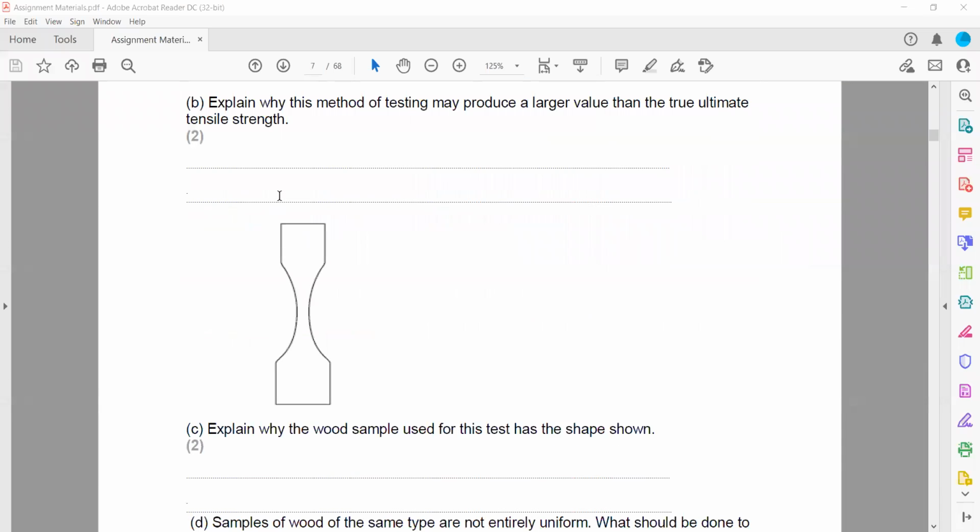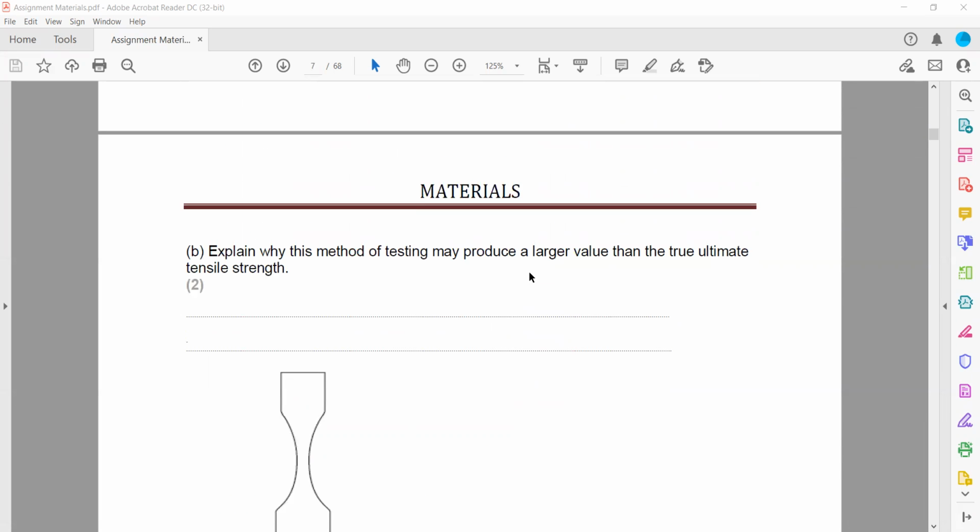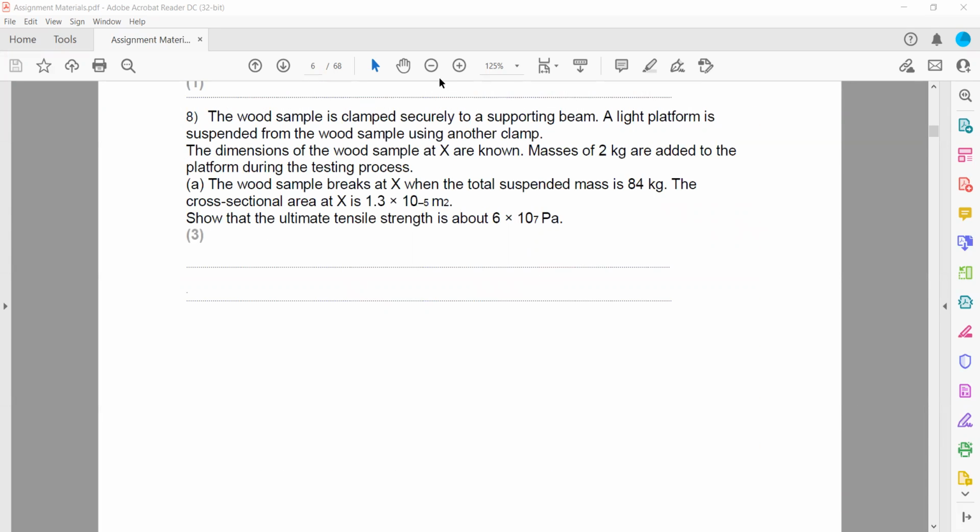Then part B, explain why this method of testing may produce a large value of true ultimate tensile strength. As you can read in the question, every time they are adding a load, a mass of 2 kg is added to the platform during the testing. For example, if this is the sample which we want to break, which is attached to a platform, every time we add 2 kg, then 4, then 6, 8, 10, until we reach 84 and it breaks.